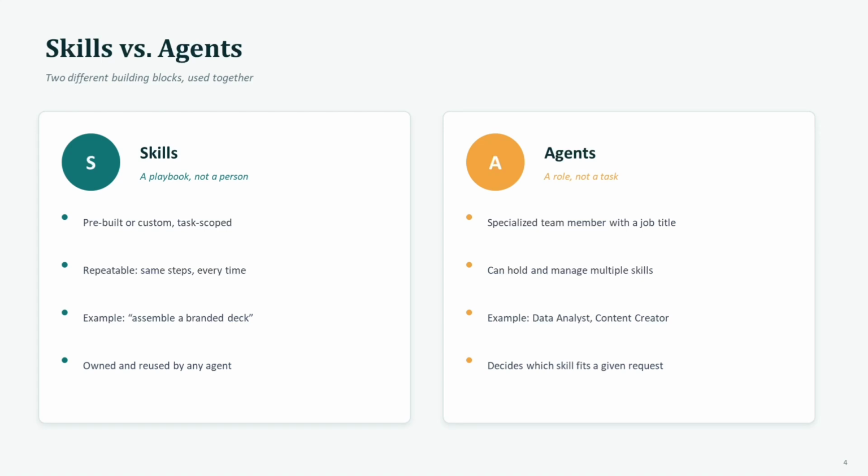The skill is a pre-built or custom task, repeatable, with the same steps every time. It will repeat in a loop, the same step every time. It is owned and usable by an agent, for example assembling a branded deck. On the other hand, an agent is a specialist team member with a job title, who can hold and manage multiple skills, for example data analysis, content creator, or any agent that you want, and decides which skill fits a given request.